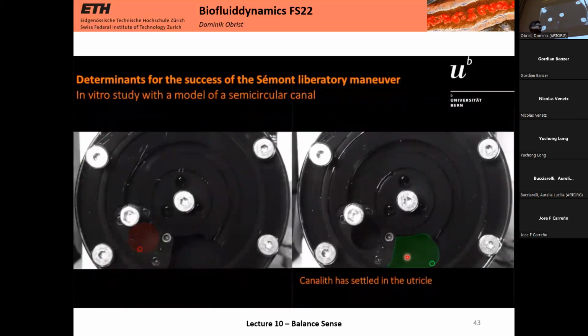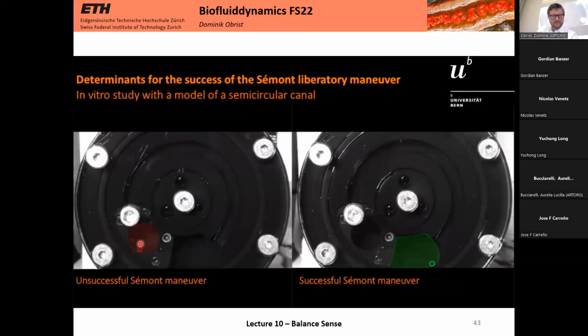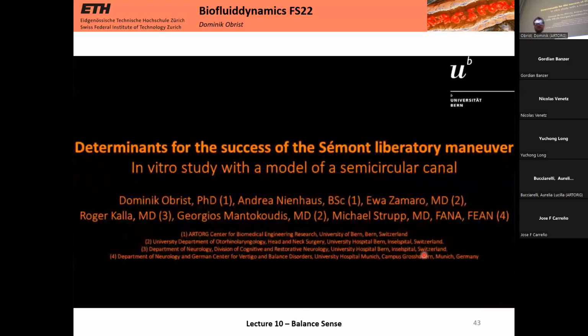And there's something in between. And we tried different configurations. So unsuccessful Semont maneuver, no waiting time, successful long waiting time. So that was essentially what you can do with this type of model.